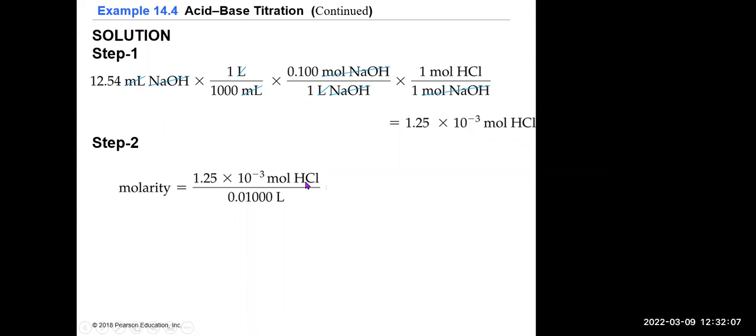In the question, it's given 10.00 mL. Then you know 10.0 mL is 0.01000 L. Okay, so this is how we get this L, this volume. And this number comes from step one. So therefore we get 0.125 capital M, which is molar or molarity. So now we have solved the problem.